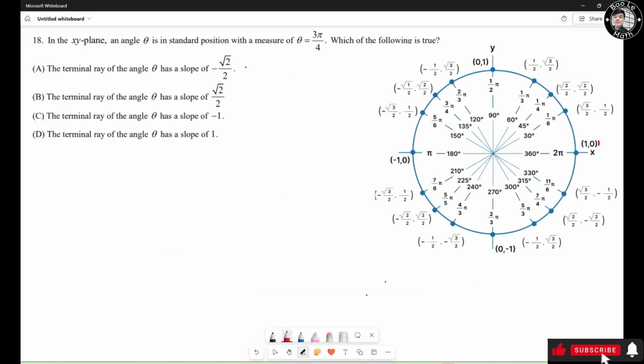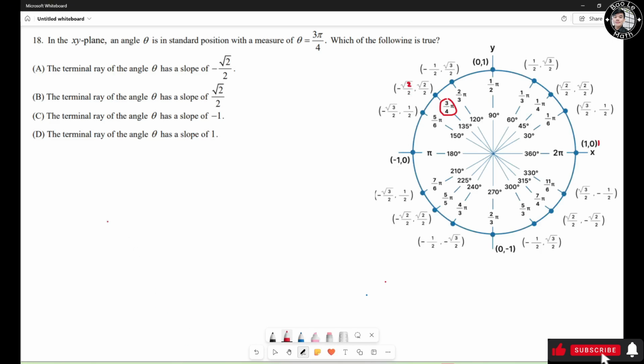Now let's move on to the last example. In the xy plane, an angle theta is in standard position with a measure of angle theta equals 3 pi over 4, right? Which of the following is true, right? Angle theta equals 3 pi over 4 is right here. So the coordinate point should be right here. Oh, there is a mistake right here. It should be root 2 over 2, right?